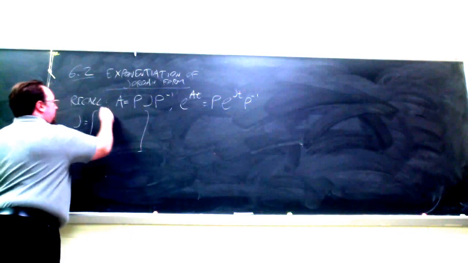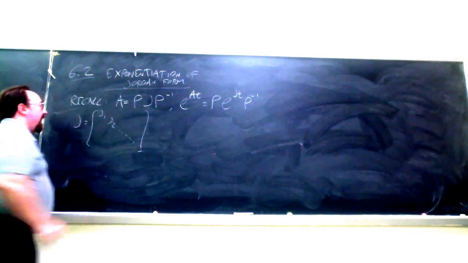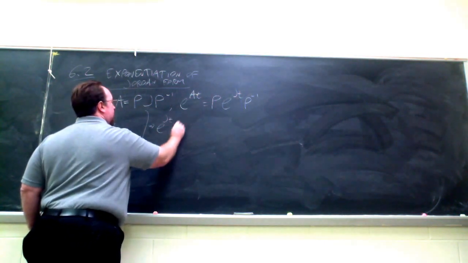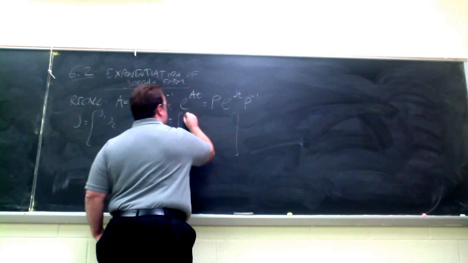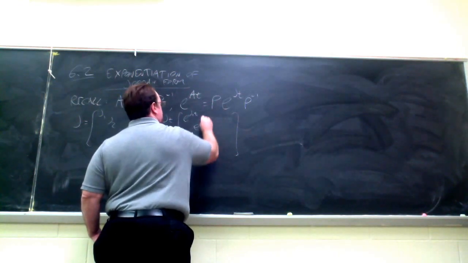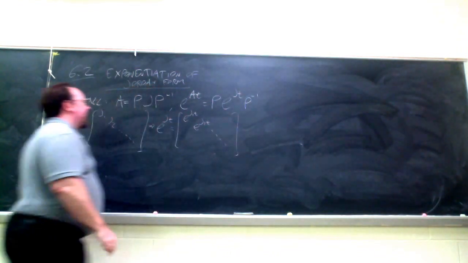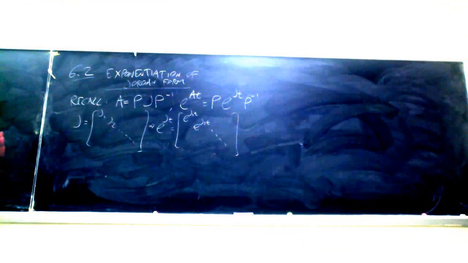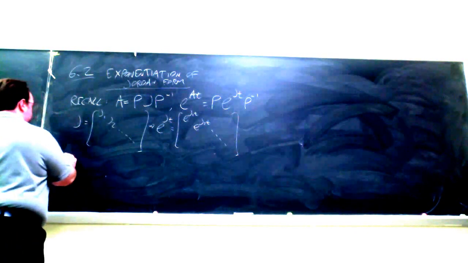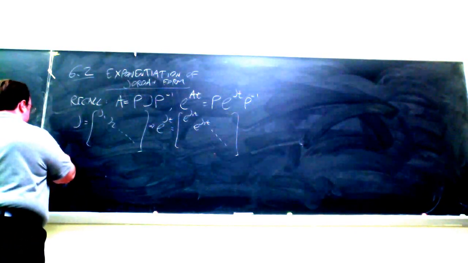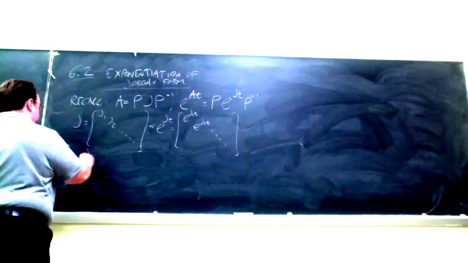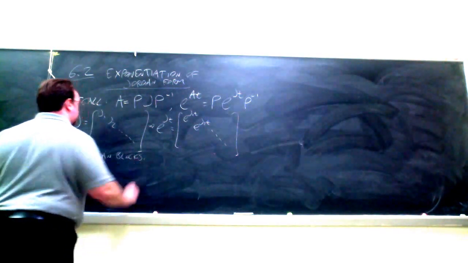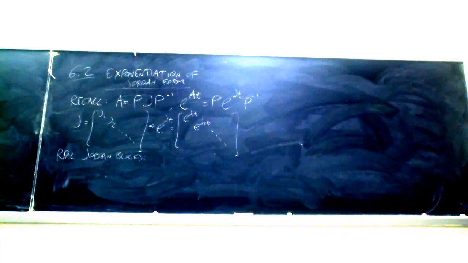And J is a block diagonal matrix of Jordan blocks. So the exponential of that is just the exponential of those Jordan blocks individually. And these Jordan blocks are either real or complex. So real Jordan blocks is what I did at the end of last time.